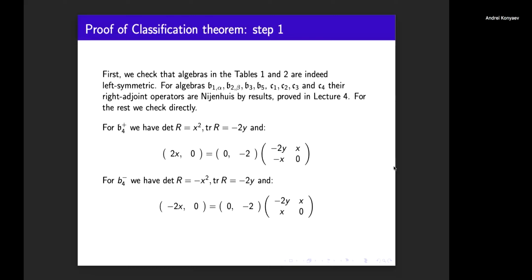So to prove it, we start with the preparation. The first thing we want to do is check that all the algebras in our tables are in fact left symmetric algebras. We will do it using the theorem about left symmetric algebras and Nijenhuis operators. So we take this operator R, and we basically check the vanishing of its Nijenhuis torsion. For all these algebras from this list, the checking is trivial, because in lecture 4 you have shown that all such operators are actually Nijenhuis.